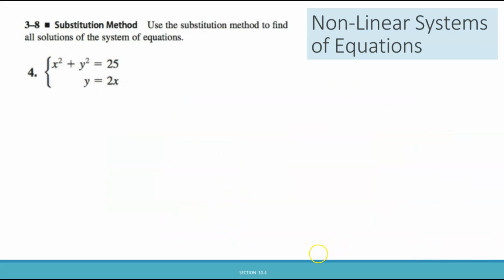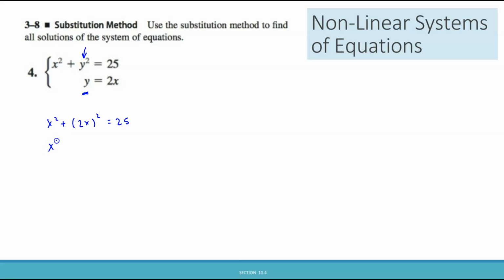Use substitution to find all solutions to the system of equations. If we are using substitution, we need to pick a variable to solve for, and we want the easiest one. It's actually already done: y is equal to 2x. So let's plug in using substitution. We solve for one variable and plug into the remaining. That gives us x squared plus, instead of y squared, 2x squared, and that's going to equal 25.